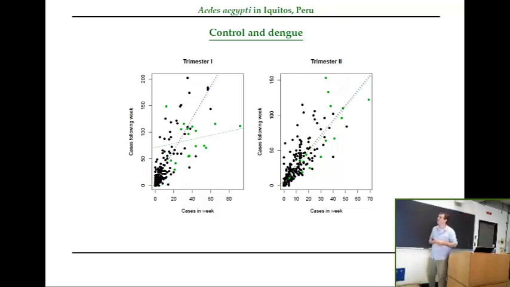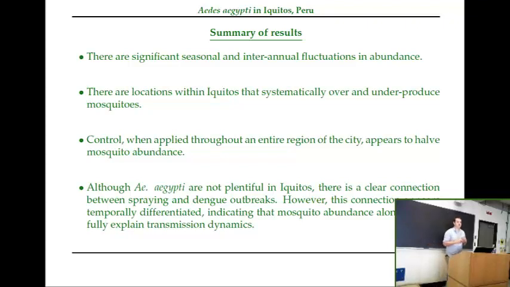So in summary of these results, there are significant seasonal and interannual fluctuations in abundance. Some locations within Iquitos systematically over- and underproduce mosquitoes. Control, when applied throughout an entire region, appears to affect mosquito abundance. And further, although Aedes aegypti aren't actually very plentiful in Iquitos, there is, in my mind, a clear connection between spraying and dengue outbreaks. However, this connection is temporally differentiated, meaning that accounting for mosquito abundance alone isn't going to be able to give us all our transmission dynamics.